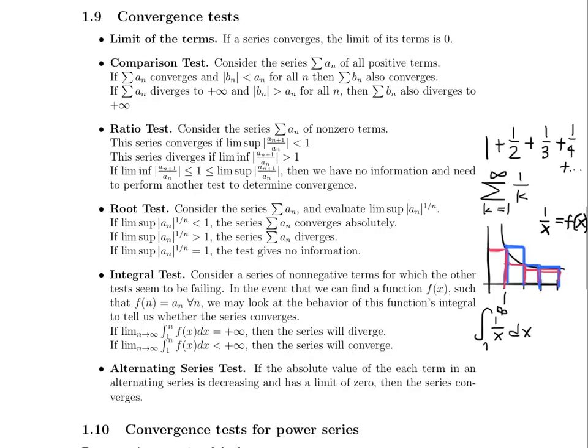We also have the alternating series test. If the absolute value of each term in an alternating series is decreasing and has a limit of 0, then the series converges. That is excellent.